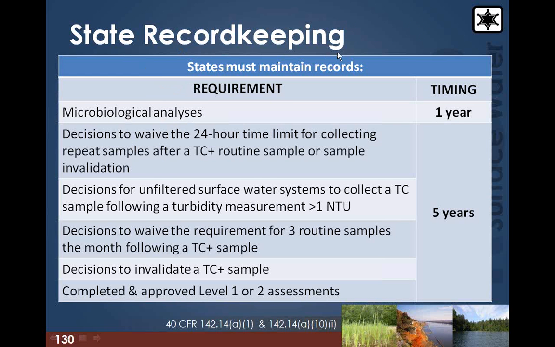In terms of the state, what the state needs to keep in terms of records, when it comes to the microbiological analyses, 1 year. Everything else, 5 years. So decisions to waive the 24-hour time limit in collecting those repeat samples, decisions for unfiltered surface water systems to collect TC samples following a turbidity measurement, decisions to waive the requirement for 3 routine samples the month following a TC positive, decisions to invalidate a TC positive sample, and completing and approving the level 1 and level 2 assessments, 5 years.